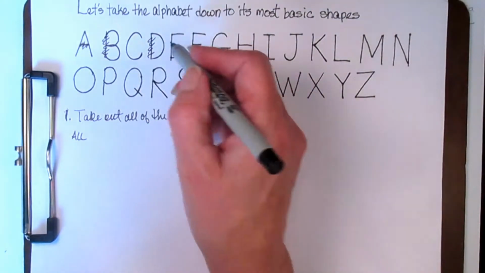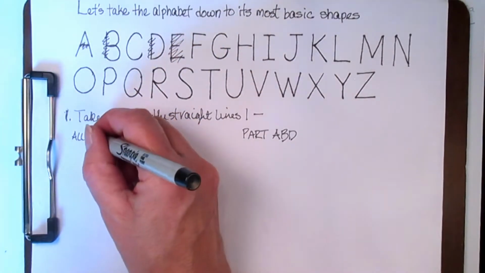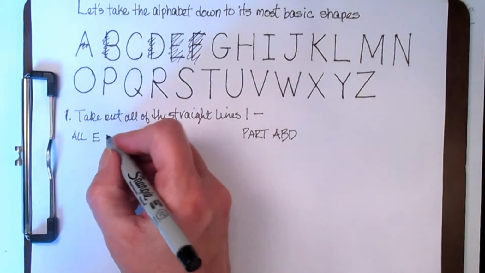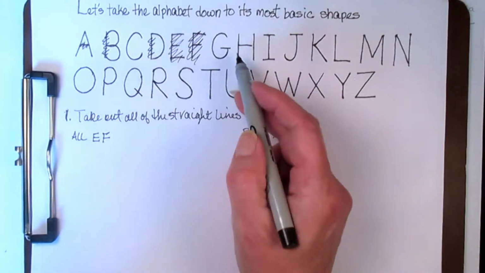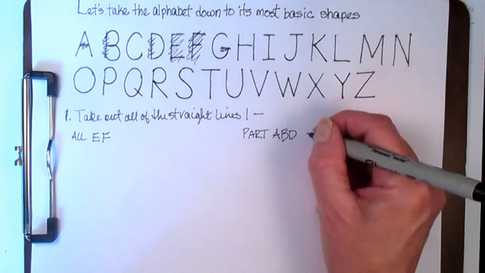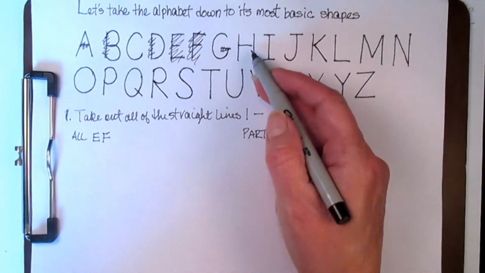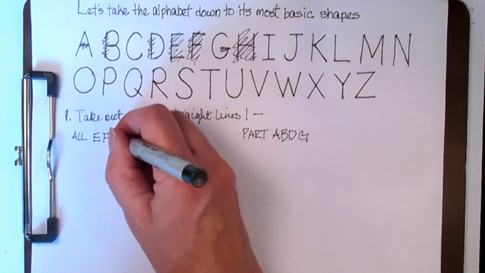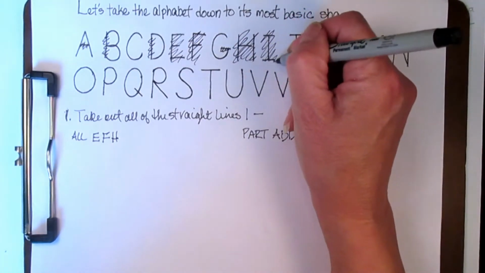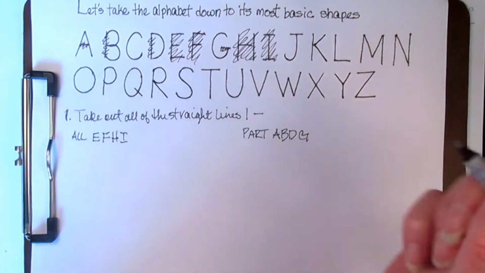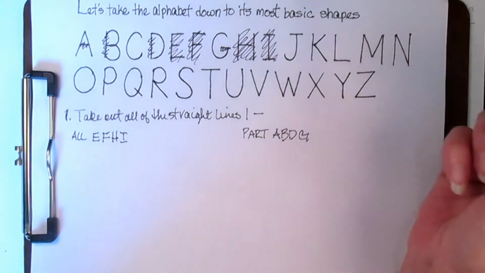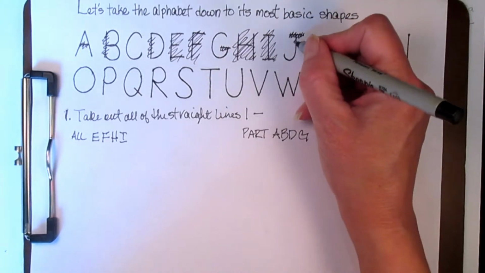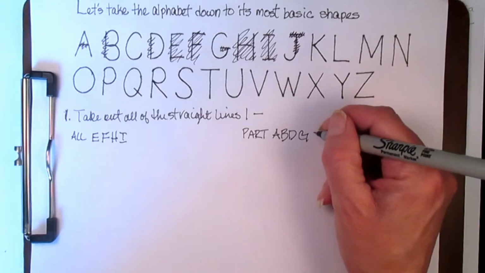D, there's a straight line there. E, the whole thing is gone. F, the whole thing is gone. G, there is one part, so we put it there under part. H, whole thing's gone. And now I, whole thing's gone because vertical and horizontal. J, we can take out the horizontal bar on top, and there's part of the vertical that we can remove as well. So even though most of it's gone, it's still just part.